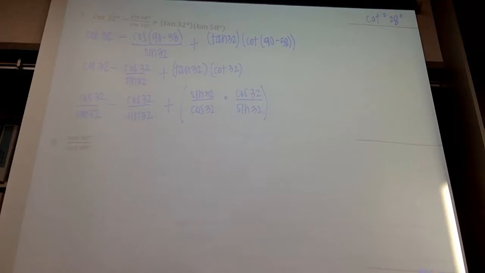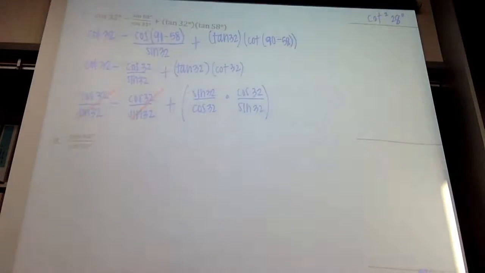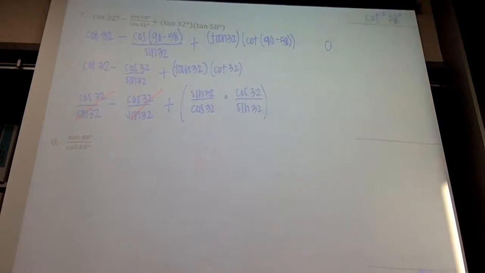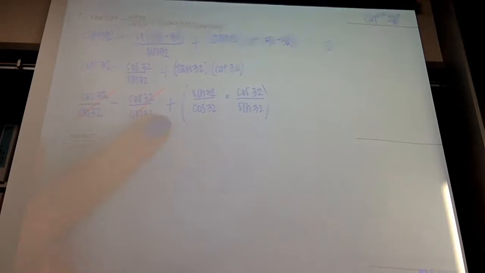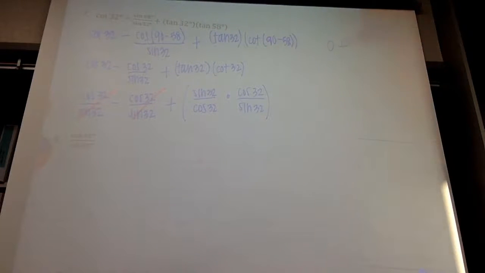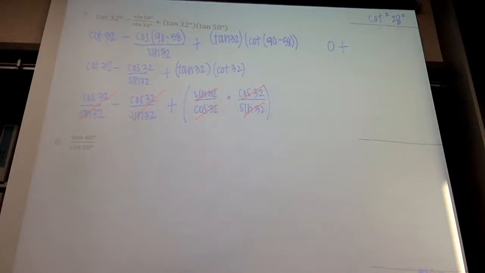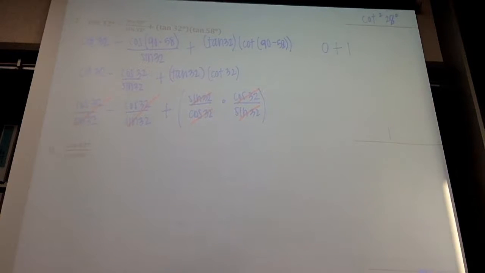And so cosine of 32 over sine of 32 minus same exact thing. What happens is that goes away and becomes just 0. And then this, what happens here, well, sine of 32 and sine of 32 cancel. Cosine of 32 and cosine of 32 cancel. And when everything cancels out, it equals 1. Don't forget that. Some of you did. So 0 plus 1 is just 1. And so that would be my final answer.